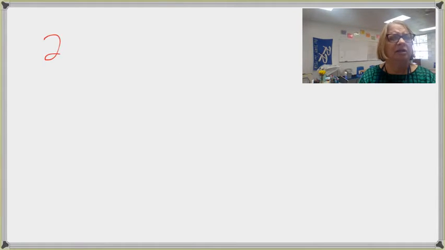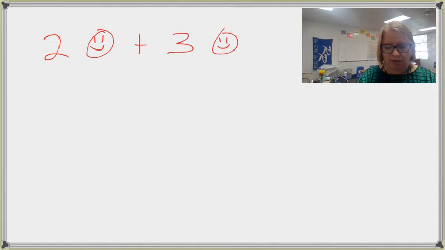And we started yesterday with problems like this, where we had something like 2 smiley faces plus 3 smiley faces. And we said that we could add those both together because they are both smiley faces. So 2 smiley faces plus 3 smiley faces we said was 5 smiley faces.